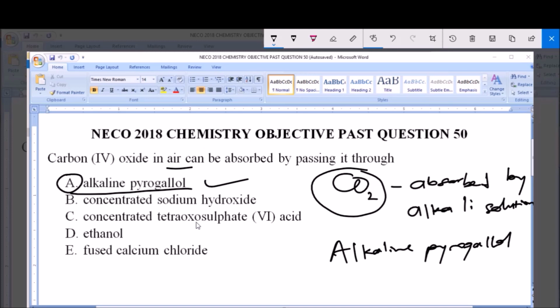Now, concentrated tetraoxosulphate(VI) acid and fused calcium chloride are drying agents. These are drying agents. So the answer is A, alkaline pyrogallol.